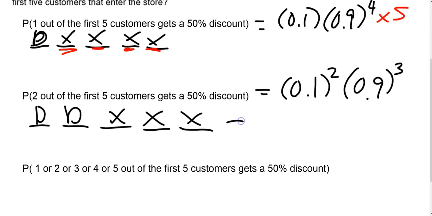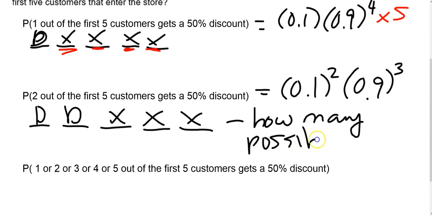So we have to think of how many ways could this occur? How many possible orders? Okay, so how many possible orders? Now, pardon me, I'm writing with my fingers, so this makes it a little bit difficult to write neatly.